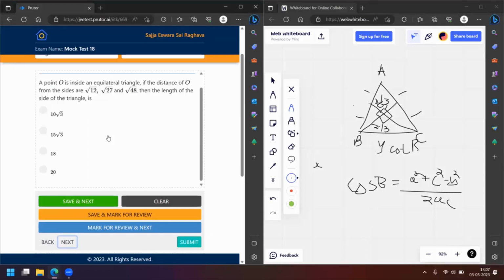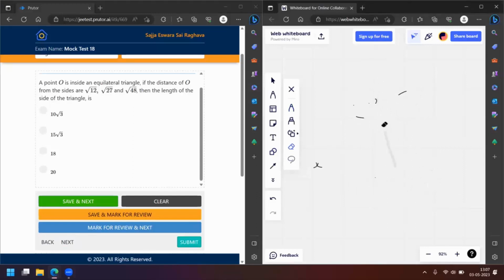So let's move to the next question. Point O is inside an equilateral triangle and the distances from the sides are given. Then find the length of the side of the triangle. To solve this question, you have to remember a theorem or a rule, so the rule is like this.